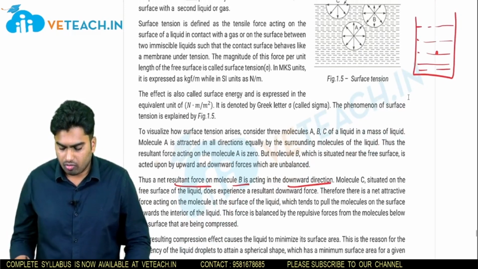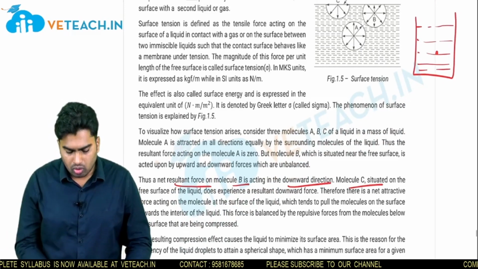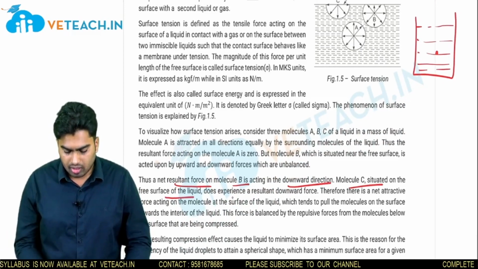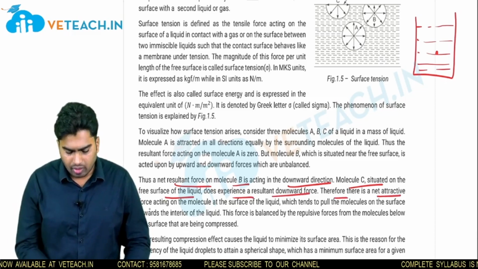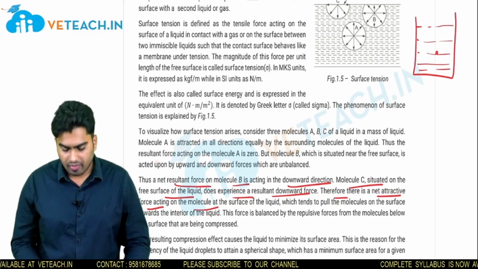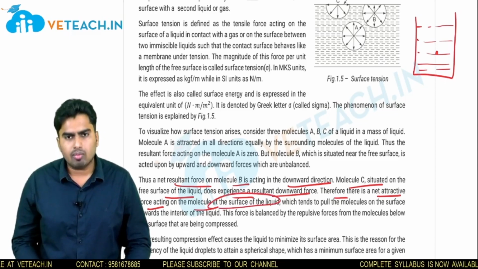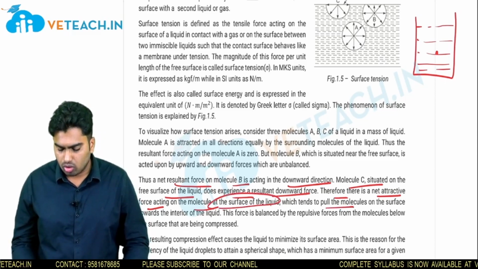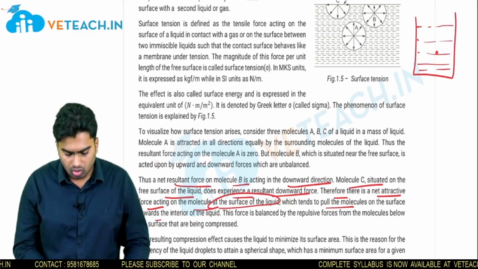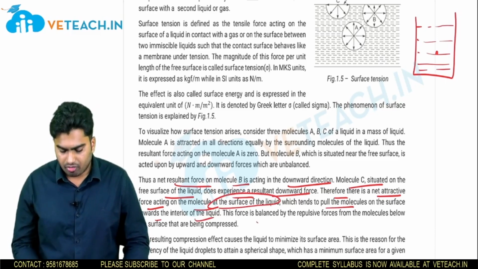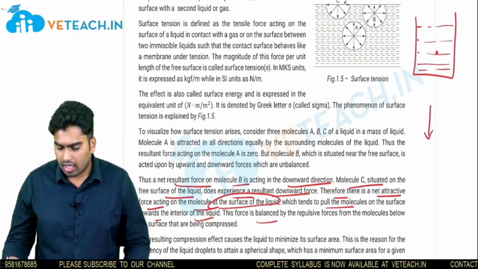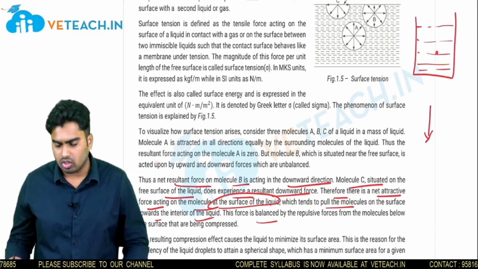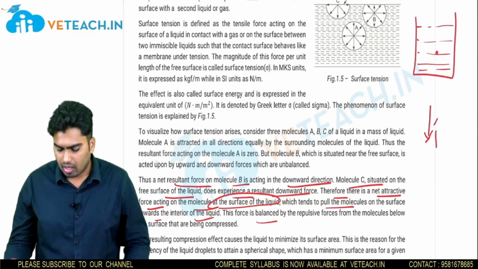Molecule C, which is situated on the free surface of the liquid, does experience a resultant downward force. Therefore there is a net attractive force acting on the molecule at the surface of the liquid, that is your molecule C, which tends to pull the molecule on the surface towards the interior of the liquid. The force is balanced by a repulsive force. As the net force on the molecule C is downward, the repulsive force will be upward.